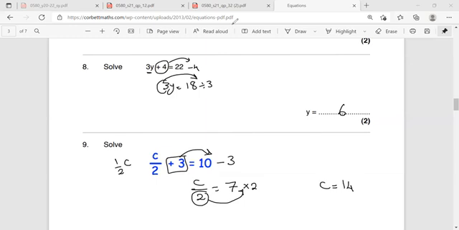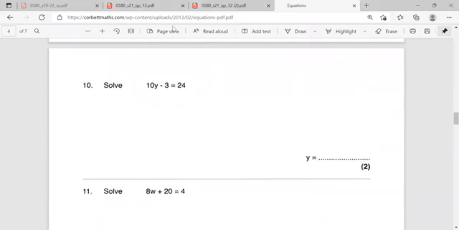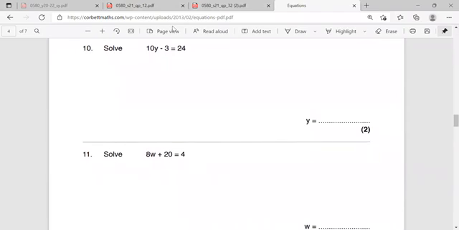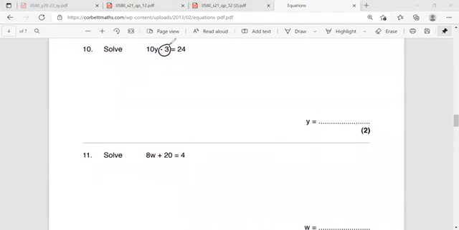Let's proceed. Question 10 and question 11. Minus 3 will go there as plus 3. 10y equals 27. Then the coefficient here will move there as division. So y equals 2.7.